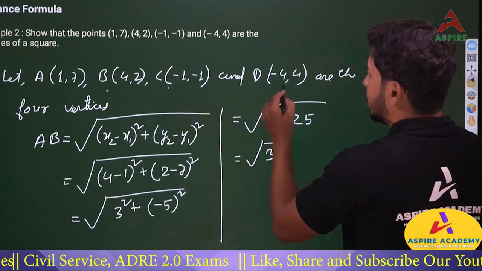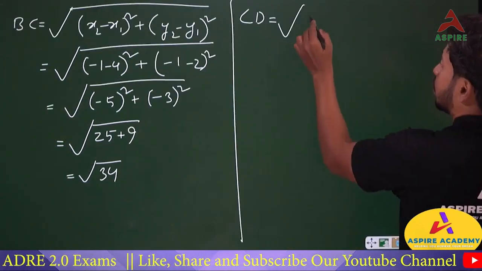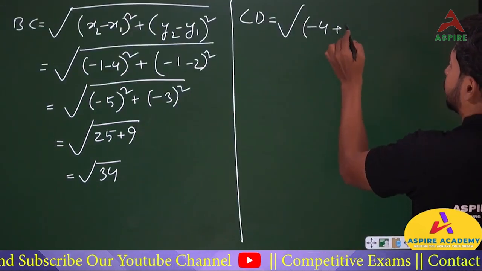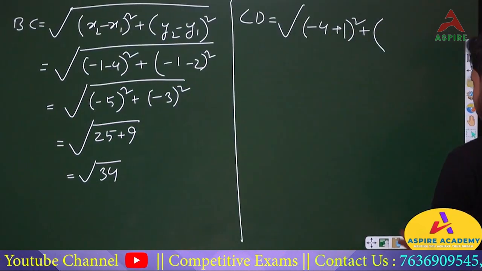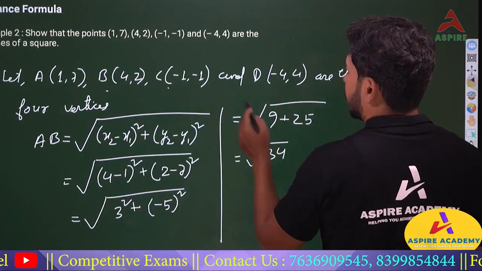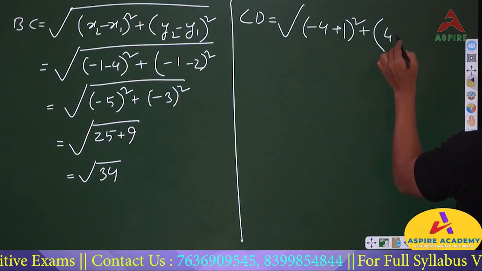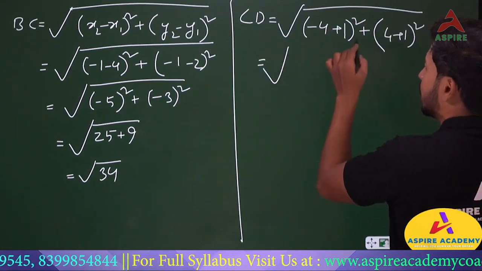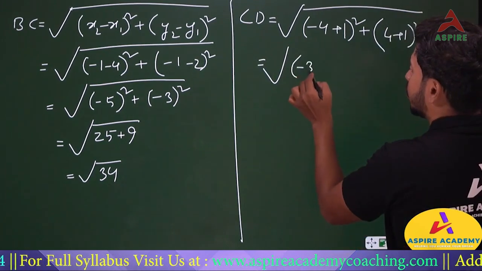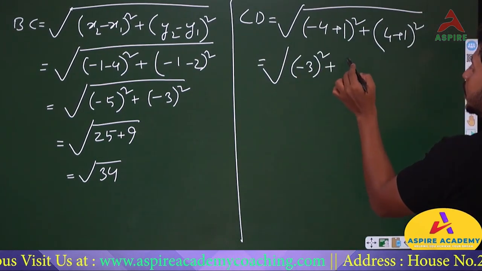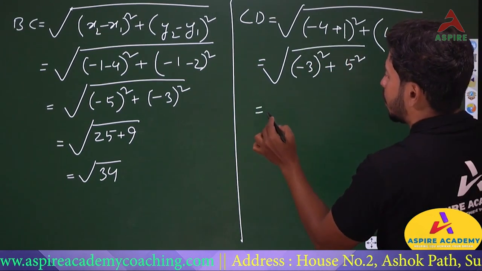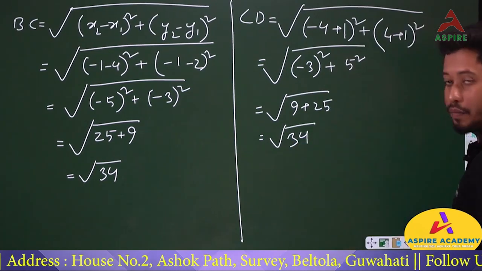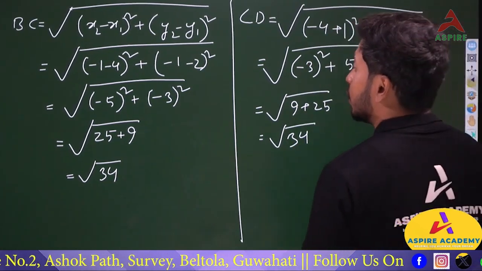Next, CD. So CD is minus 4 minus of minus 1, so this will be plus 1, plus 4 minus of minus 1, this will be 4 plus 1. So minus 4 plus 1 will be minus 3, so it will be minus 3 whole square plus 5 square. So 9 plus 25, this is also 34, right? CD is done.